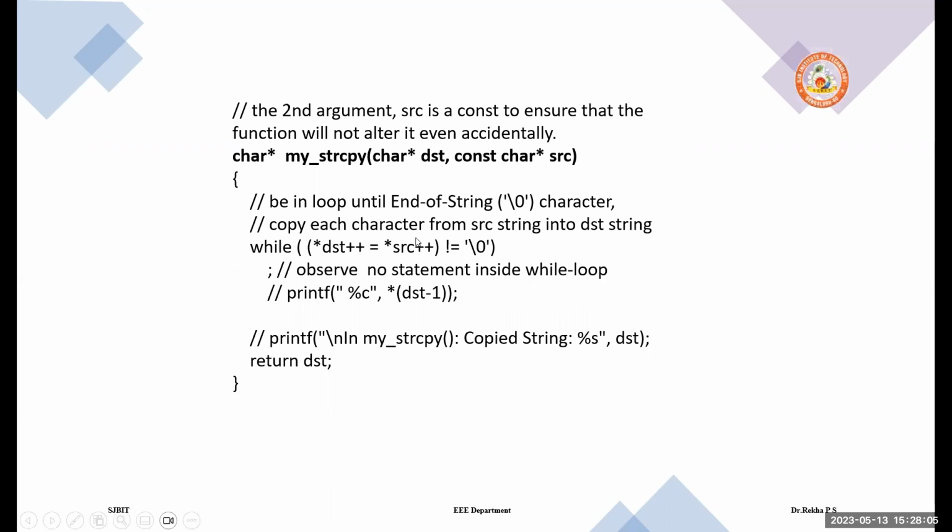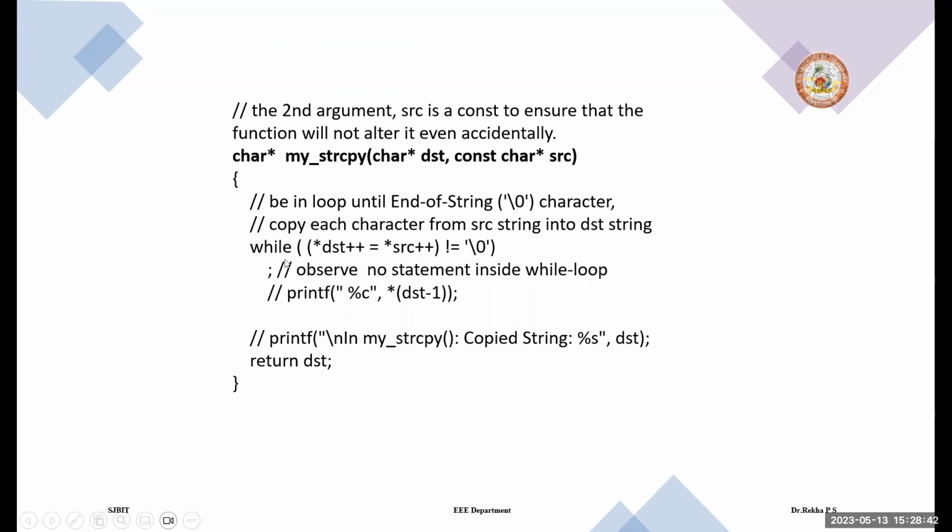This will loop until the end of string character is encountered, that is \0. \0 is also called the null character, the end of string character, which is always seen at the end of the string, and is always inserted by the compiler itself. Your intention is that whatever you give as the source string should be copied into the destination string, that is from source to destination, DST.